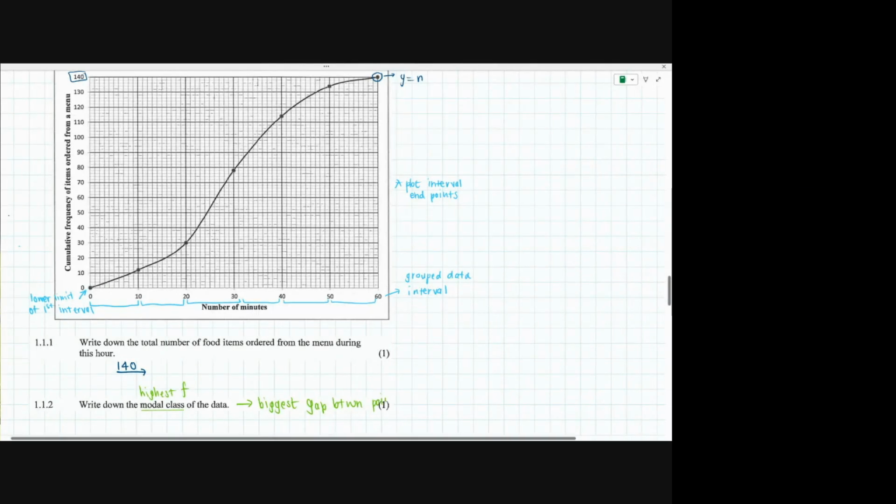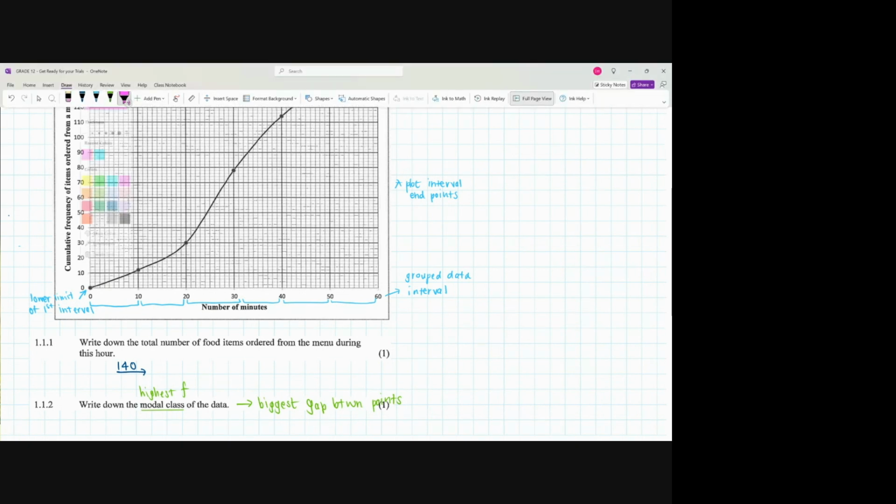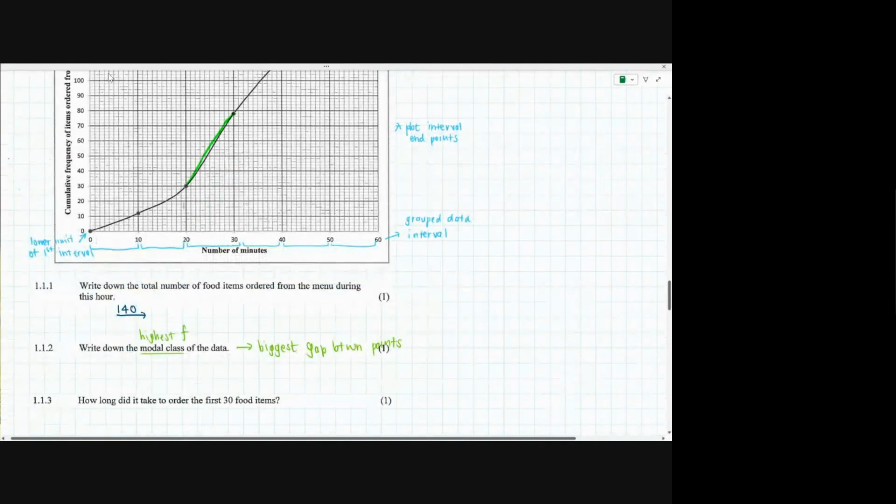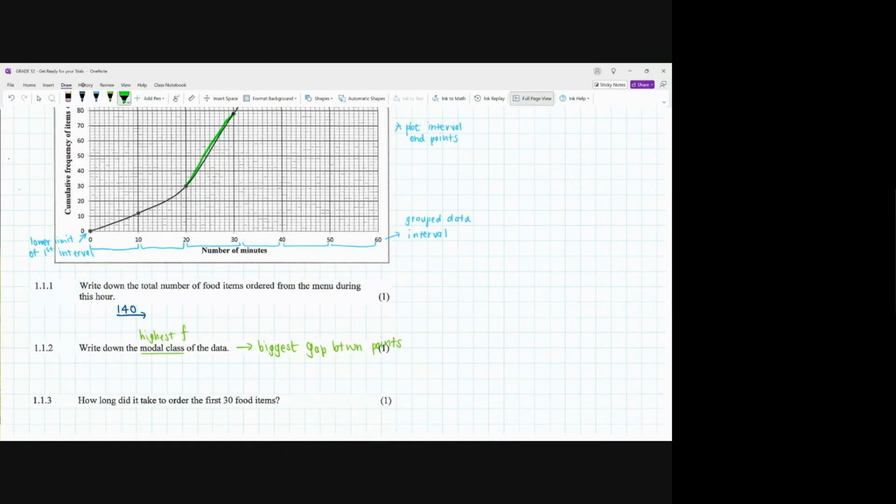Okay, again, I'm sorry, I'm being very lazy in my writing, but we get the gist. So when I say the biggest gap, basically the biggest distance between points. And we can see that the biggest distance between our points is between 20 and 30. That has the greatest gap. And so the interval 20 to 30 is my modal interval, my modal class.